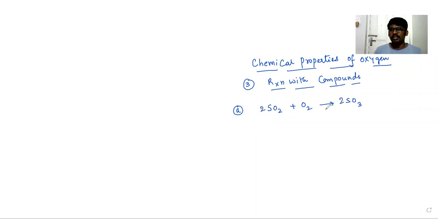2SO2 plus O2 giving rise to 2SO3. We can use a catalyst, that is vanadium pentoxide, around 723 Kelvin. This reaction can be used in the contact process for the manufacture of sulfuric acid.